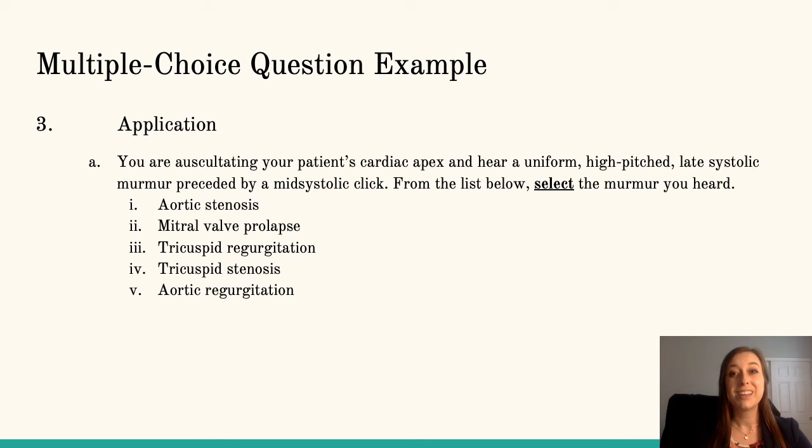Application. Okay, so even more difficult. So now we're asking the student to take what they know and put it into practice. So you are auscultating your patient's cardiac apex and hear a uniform, high-pitched, late systolic murmur preceded by a mid-systolic click. From the list below, select the murmur you heard. Aortic stenosis, mitral valve prolapse, tricuspid regurgitation, tricuspid stenosis, aortic regurgitation. Okay, it's mitral valve prolapse.